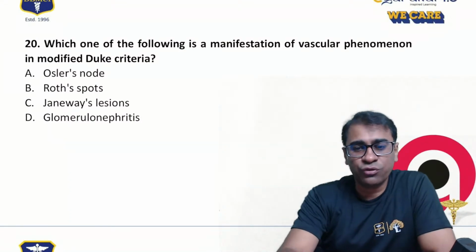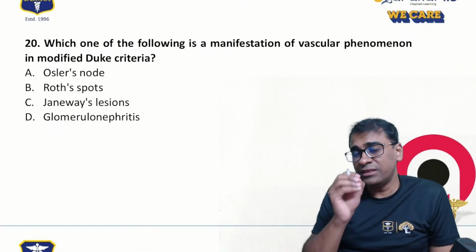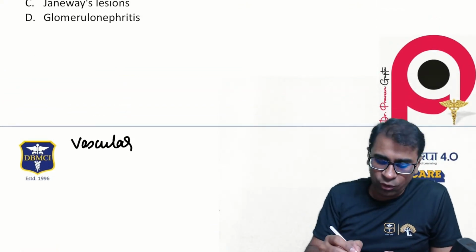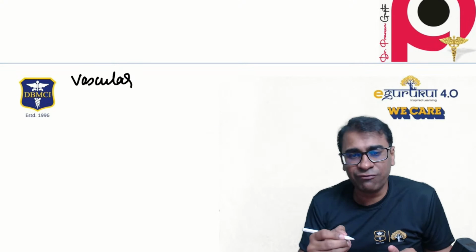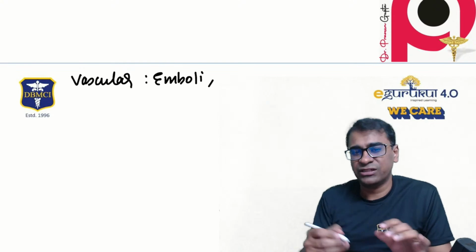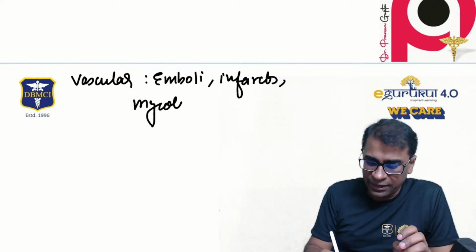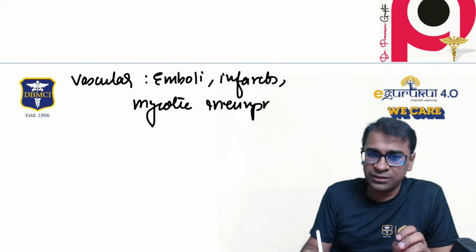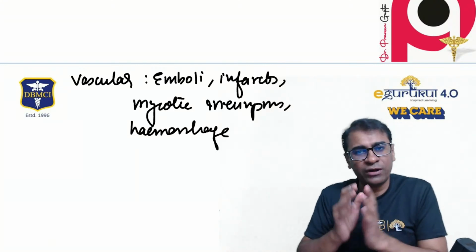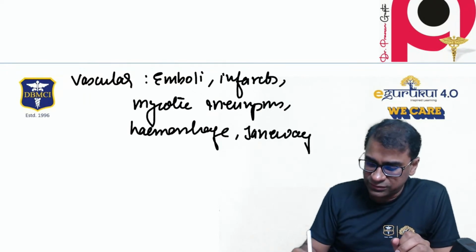Okay, tell me this. Vascular phenomenon and immunological phenomenon, I told you the two phenomena you should know. See, in infective endocarditis, there is something called vascular phenomenon and something called immunological phenomenon. In the vascular phenomenon, there are major arterial emboli, all of which can lead to embolization. It can be infarction, it can also be mycotic aneurysms. It can be all types of hemorrhage, whatever is due to vascular events, and it can be Janeway lesions.